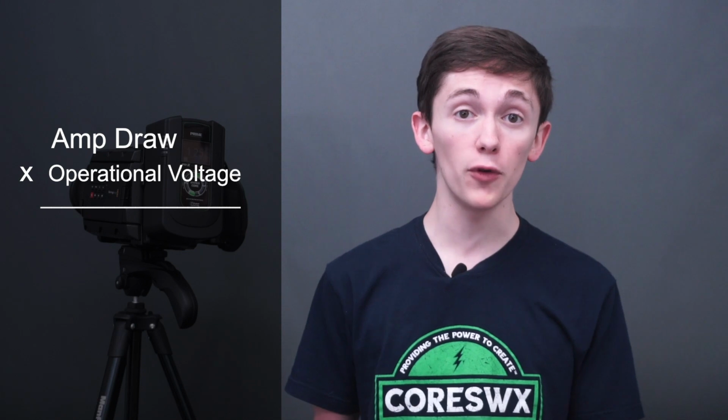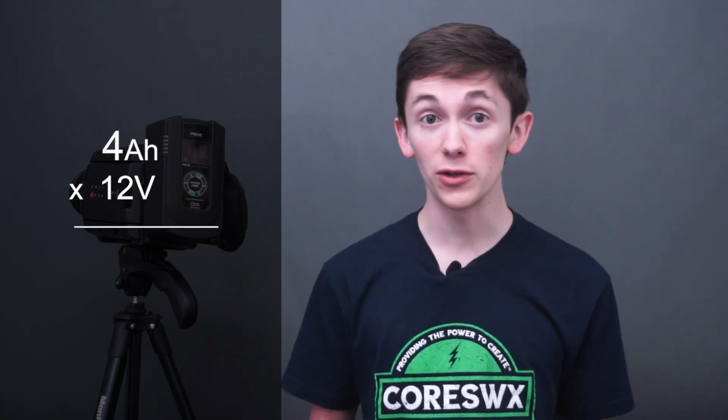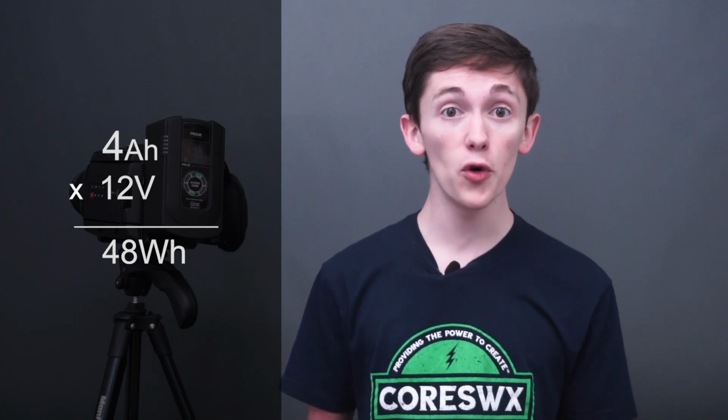If you have your amp draw, you can easily calculate watt hours by multiplying the amp draw by the operational voltage of the equipment. So for instance, this Blackmagic Design Ursa Mini Pro draws 4 amps and it operates at a 12 volt standard. So therefore it draws 48 watt hours. Keep in mind that some devices like follow focus gear motors require a startup current, which will exceed the normalized device draw. So it's best to find out the maximum load amperage when deciding the proper pack.